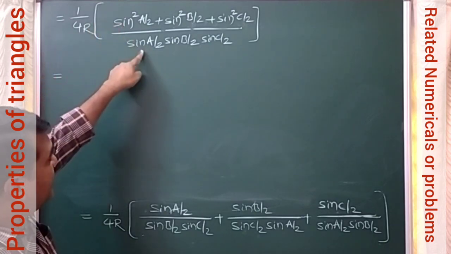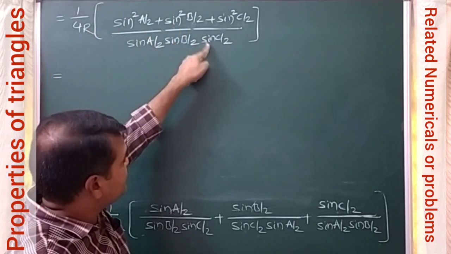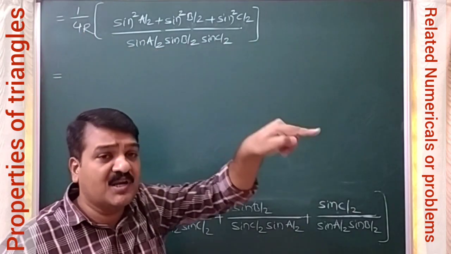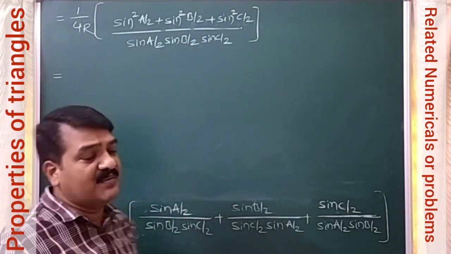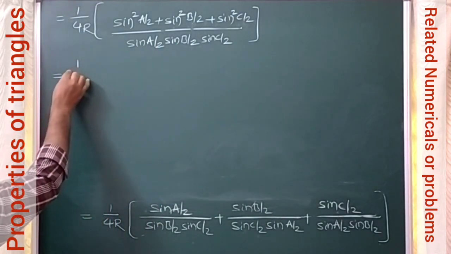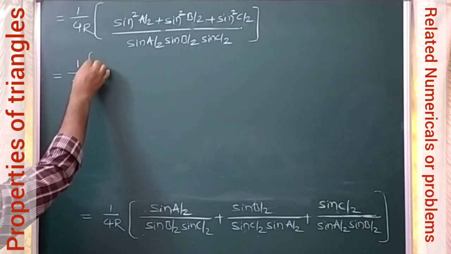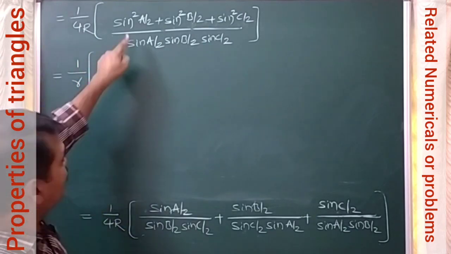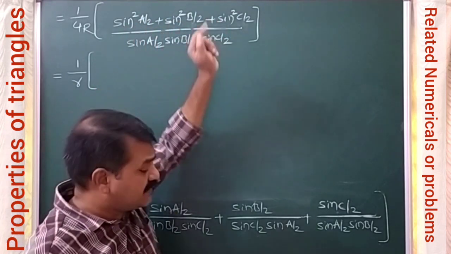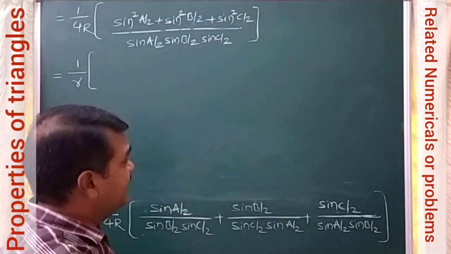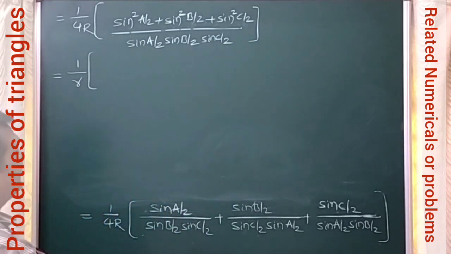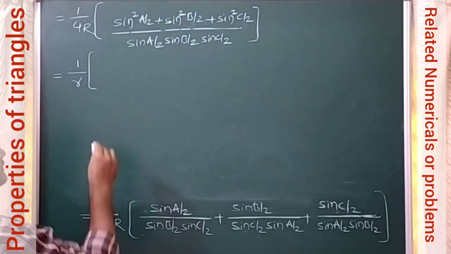4r sin A/2, sin B/2, sin C/2. This denominator is actually the formula of small r, the inradius formula. The complete denominator we can write as small r. And coming to the numerator, for solving this numerator part, we will use transformation techniques. Let us write the numerator like this.